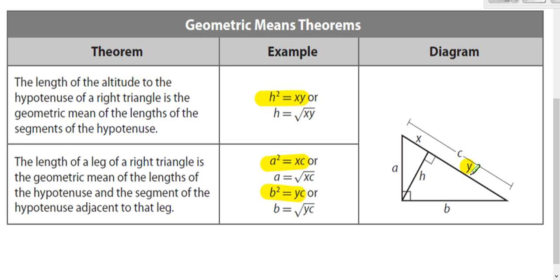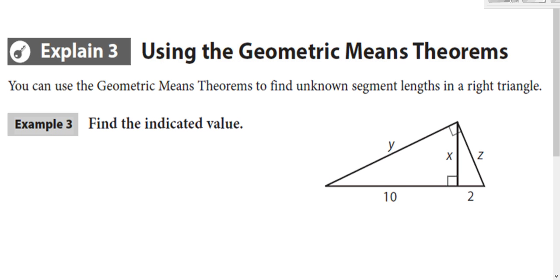So these 2 formulas down here are pretty much the same. Just if you're picking side A, you use x. If you're trying to find side B, you use y. So you always use the closer piece of the hypotenuse. So these are pretty easy if you can remember those relationships, those formulas.